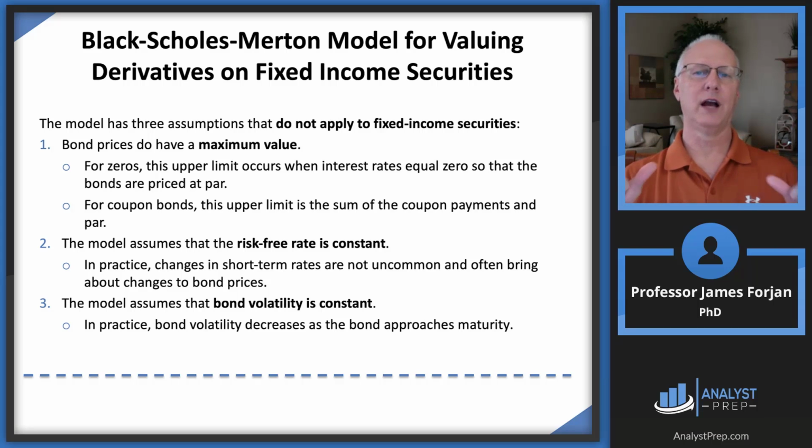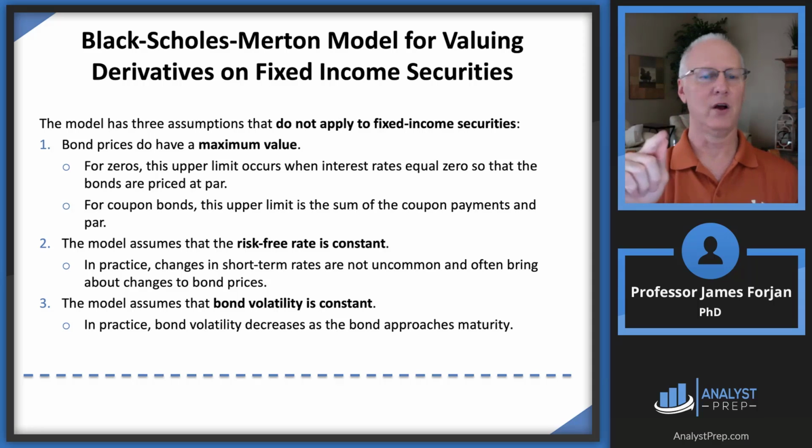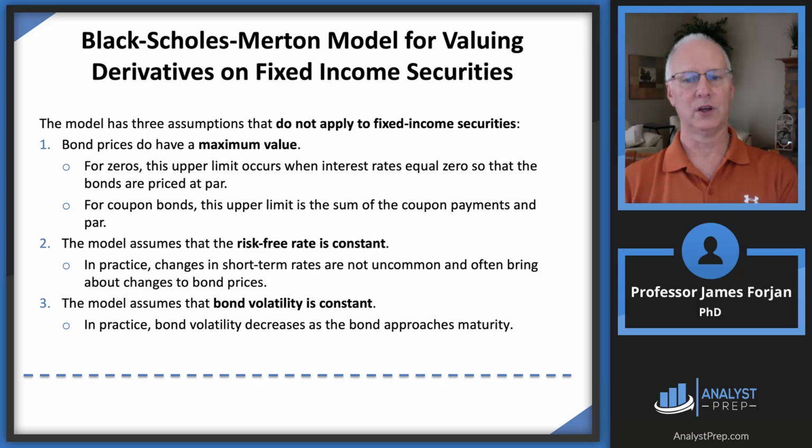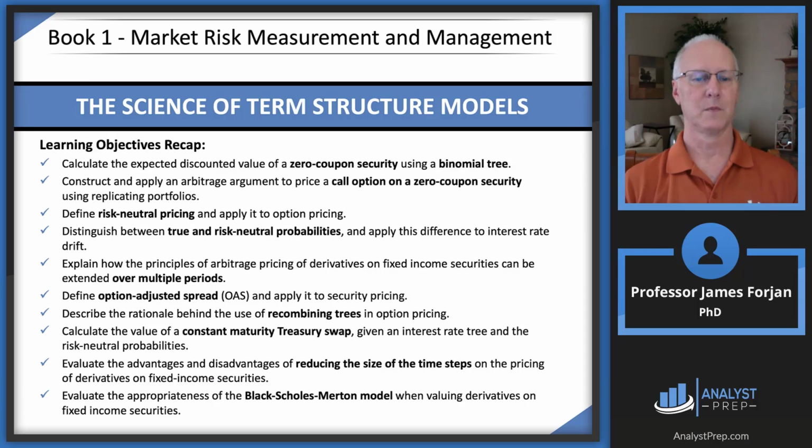When you use that Black-Scholes-Merton option pricing model, you assume some risk-free rate, and we assume that it is static, that it is constant over time. What do we know? Interest rates change regularly. And it also assumes that standard deviation is constant. So when you use the Black-Scholes-Merton option pricing model to price fixed income securities, there are some issues that you need to be concerned about. And I think that takes us through.